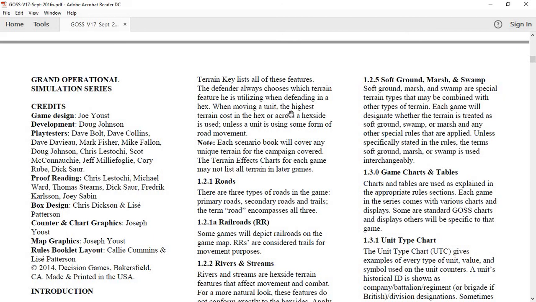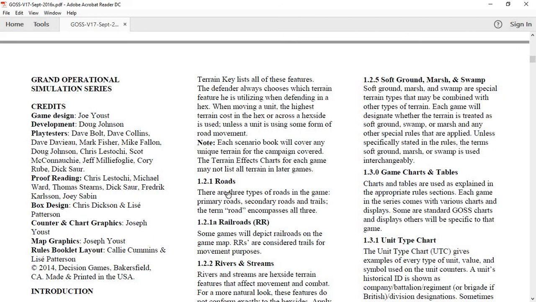The defender always chooses which terrain feature he is utilizing when defending in a hex. When moving a unit, the highest terrain cost in the hex or across a hex side is used, unless a unit is using some form of road movement. Each scenario book will cover any unique terrain for the campaign covered. The terrain effects chart for each game may not list all terrain in later games.